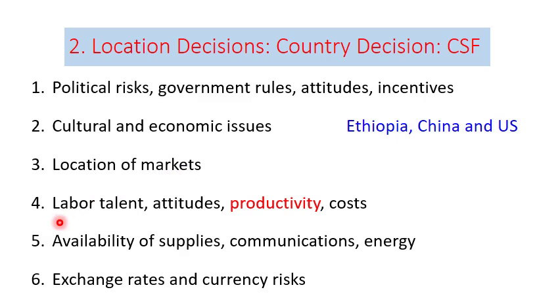And the other critical success factor is labor talent, attitude, productivity, and cost. We will see this in detail in the next slides. The productivity should be considered, and the costs: the labor cost, the electric cost, and different service and utility costs should be considered. Availability of supplies, communication, and energy are also critical success factors. Our supplies should be there, in proximity to our facilities. And the other is exchange rates and currency risks, which are also critical success factors.